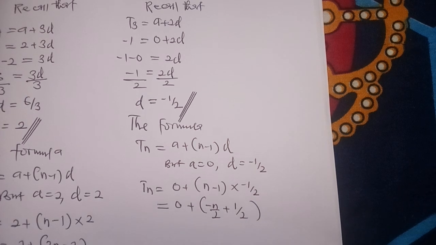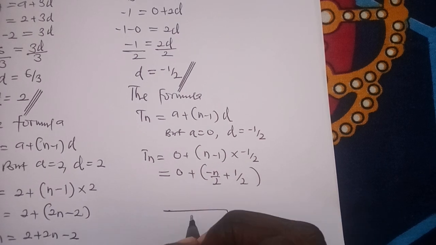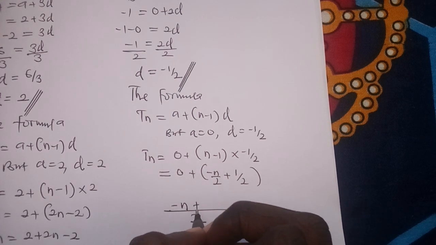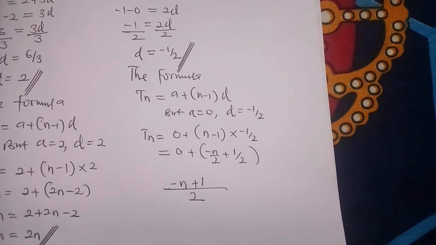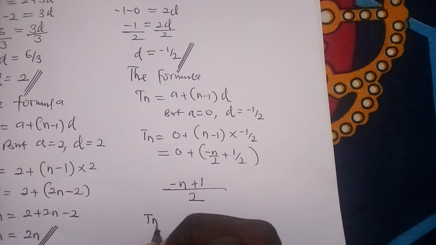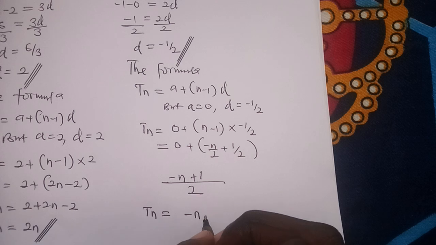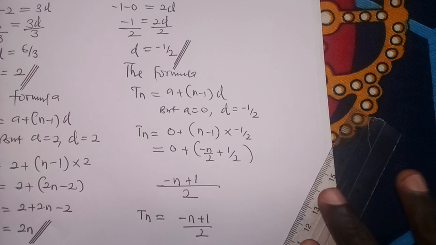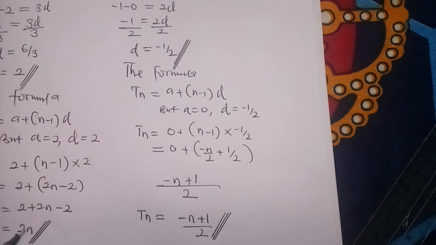Then let's find the LCM between these. The LCM is 2. 2 into 2 one times minus n giving minus n, plus 2 into 2 one times 1, it is 1. So therefore we can say our nth term for B becomes minus n plus 1 divided by 2 respectively. So this is the formula that we have to find in respect to this problem that we are given. The first one becomes 2n and the other one becomes minus n plus 1 divided by 2 respectively.